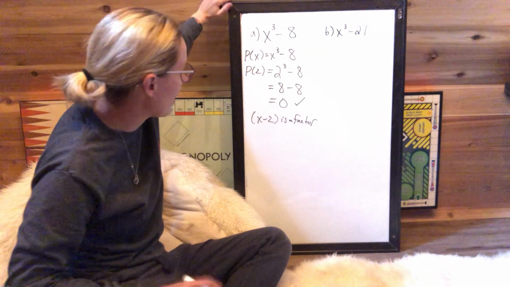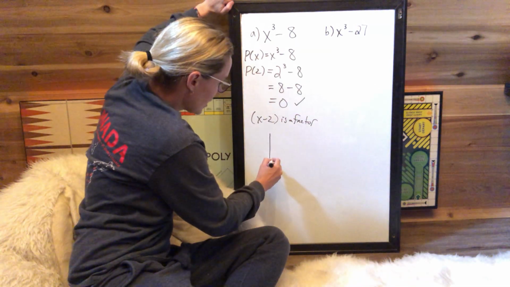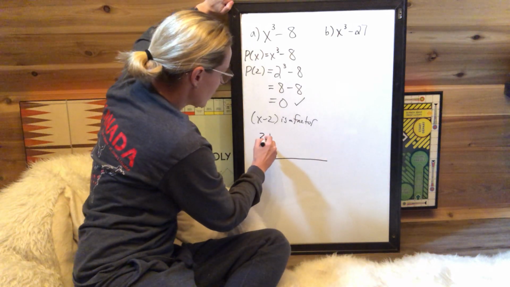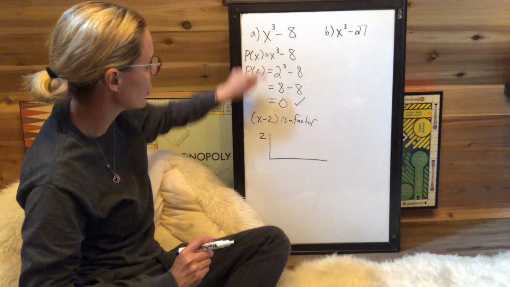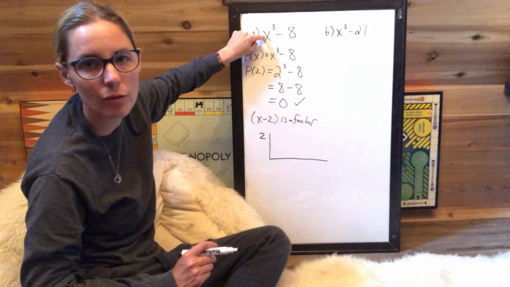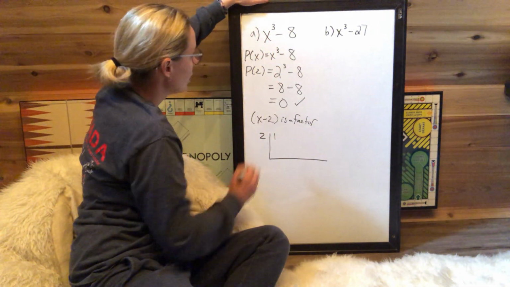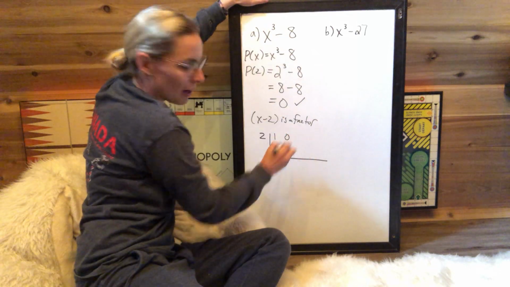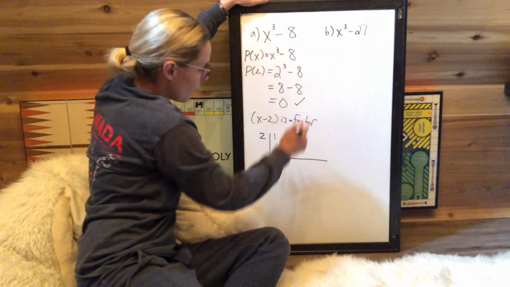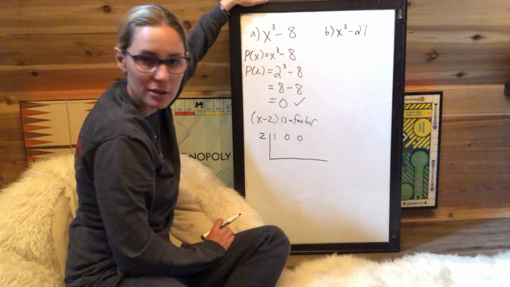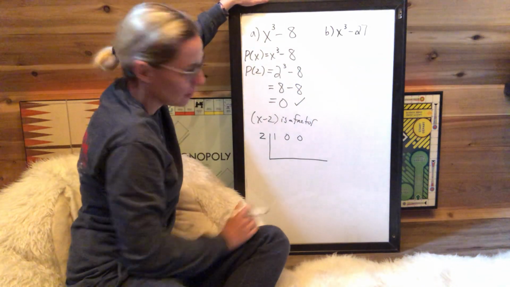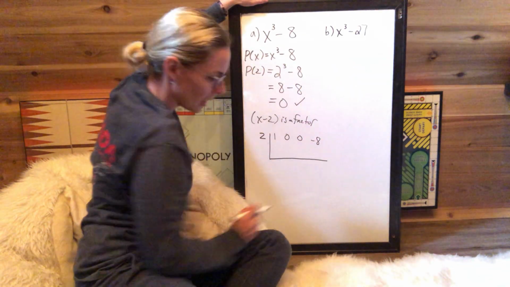Okay, that's what we learned from that part. If you then set up the synthetic division, you put a 2 here, because we know that's the factor, and then you list the coefficients here. Remember, the coefficient on x cubed is a 1. There is no x squared, you'd have to put a 0. There is no x term, you'd have to put a 0. However, there is a negative 8 as your constant at the end.